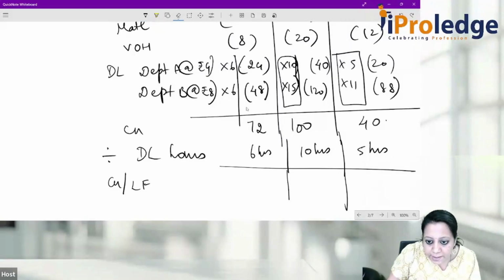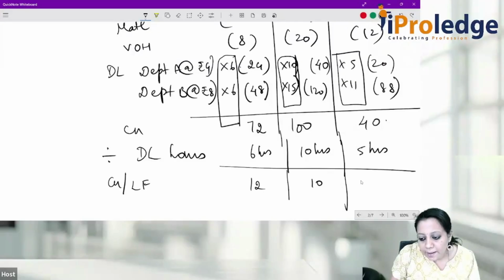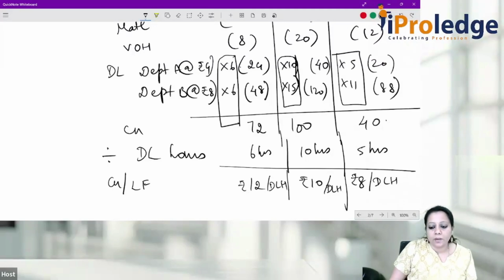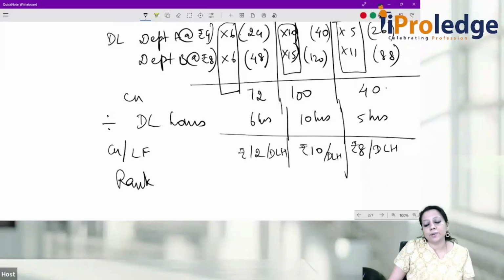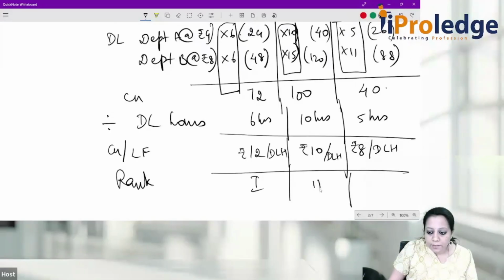72 divided by 6, 12. All right. 10 and 8. Thank you. So contribution per direct labor hour. Where I should use my direct labor first, I want to rank accordingly. So this rank, please don't forget to write it. It will carry marks. So 1, 2, and 3. Simple, everyone.